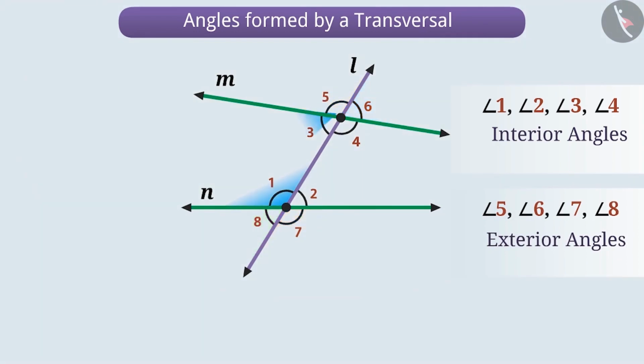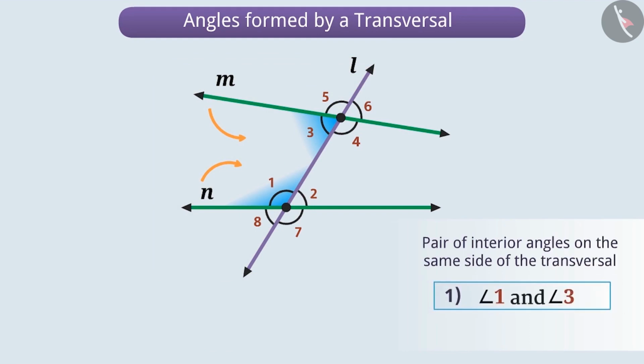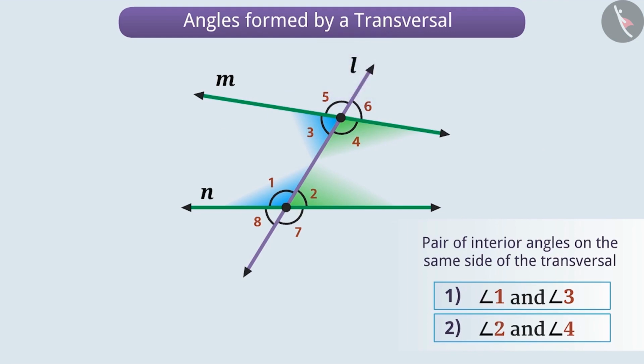Now, let us consider angle 1 and angle 3. If we look at them, they are interior to the lines M and N and on the same side of the transversal. So, we can say that angle 1 and angle 3 form a pair of interior angles on the same side of the transversal. There is another such pair hidden in the given figure. Can you find it out? Try it yourself. You identified it correctly. Along with the pair of angle 1 and angle 3, angle 2 and angle 4 is also a pair of interior angles on the same side of the transversal.